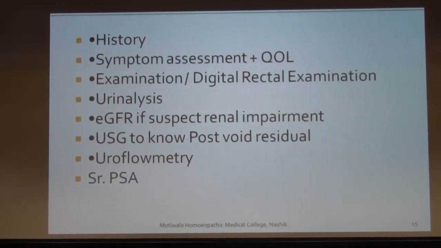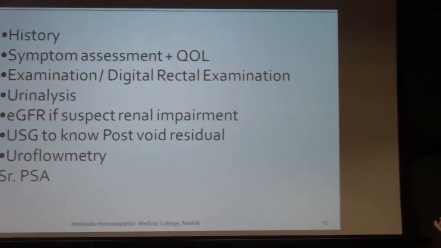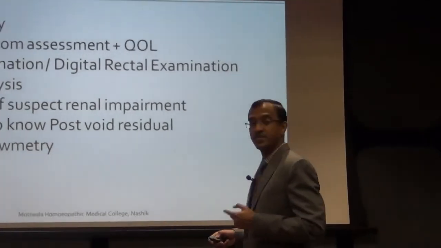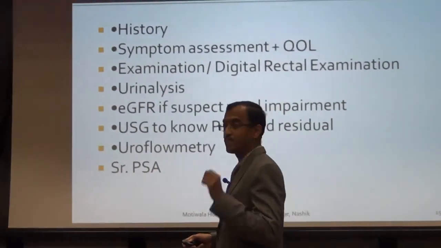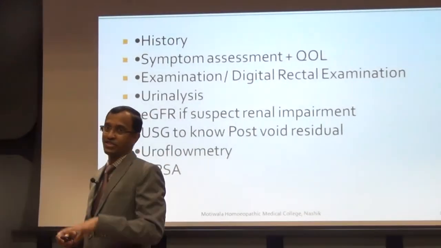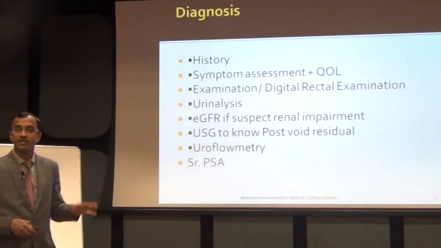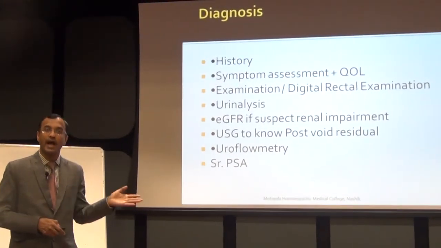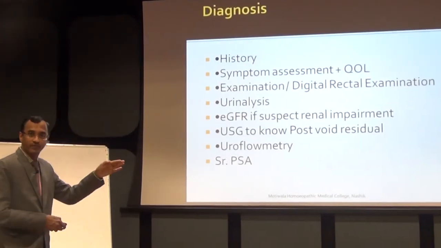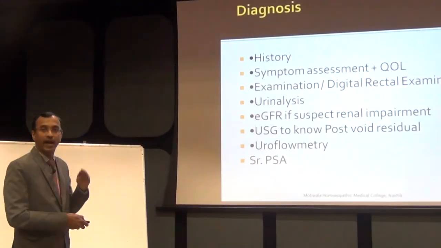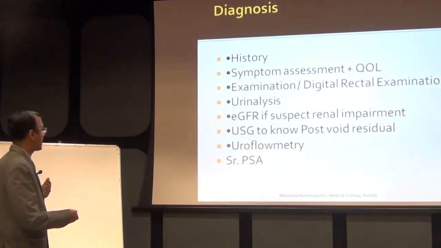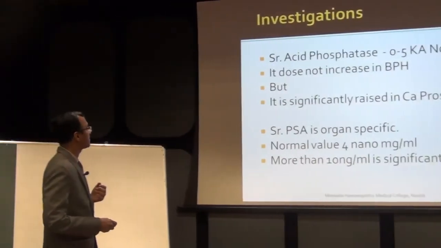In a few cases, we have to move ahead with uroflowmetry, and another key thing is serum PSA, that is prostate specific antigen. So these investigative parameters will help you to diagnose and to differentiate all the related clinical conditions and come to the final diagnosis of benign prostatic hyperplasia.